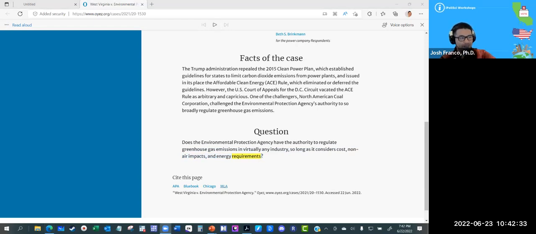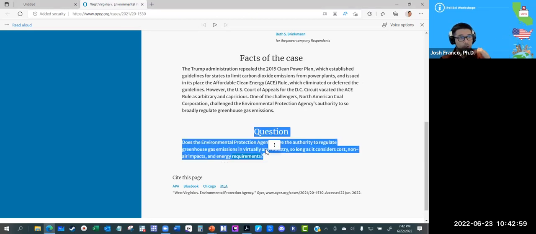So you hear the facts of the case, right? The Clean Power Plan was developed in the Obama administration, and then when the Trump administration assumed power, they repealed it. And interest groups, economic interest groups, brought forward a lawsuit saying that the EPA doesn't have the authority to regulate broadly greenhouse gas emissions. So the question that's presented is the question that the Supreme Court needs to answer.